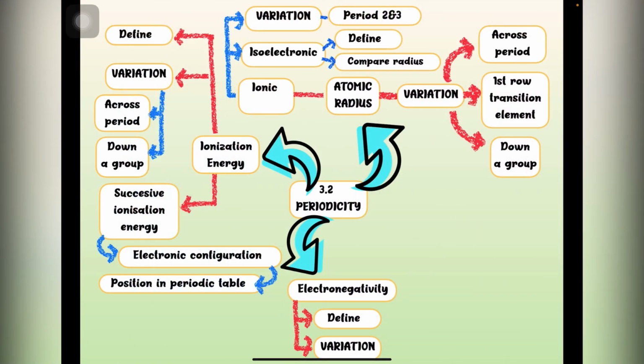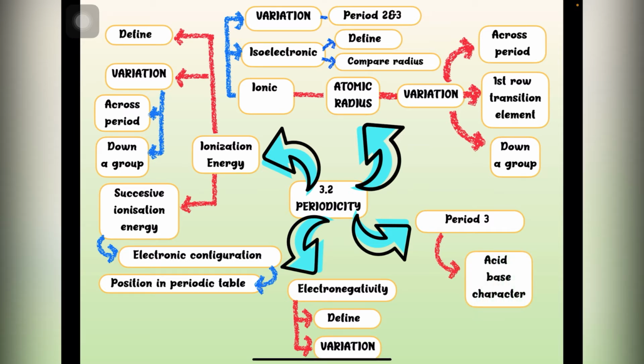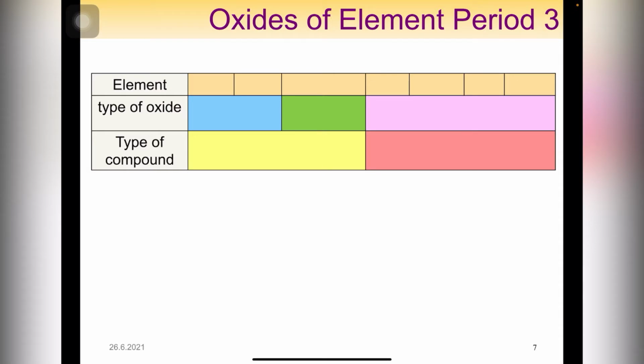Okay, let's see the last part of 3.2 Periodicity. It is about period 3, which is acid-base character. So, oxides of the elements of period 3. The elements of period 3, we know, are sodium, magnesium, and so on. For sodium and magnesium, the oxides of these elements are sodium oxide, Na2O, and magnesium oxide. So what is the type of the oxide? It is a basic oxide.